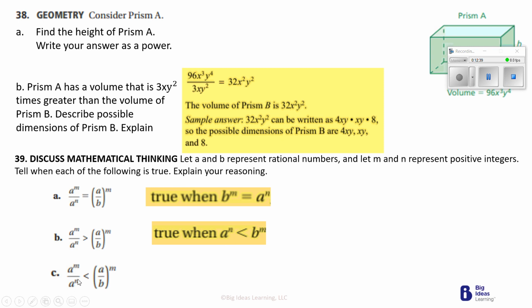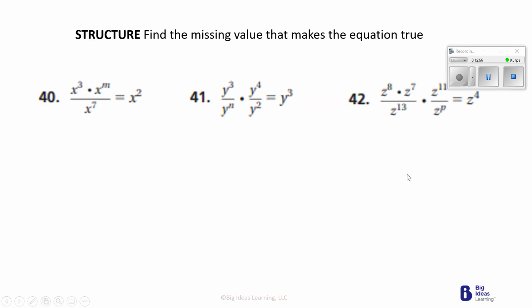And let's see, C says a to the m over a to the m is going to be smaller than a over b to the m power, and that's only going to be true when a to the m power is greater than b to the m power. All right, let's go on to number 40. You have number 40, I have number 41.